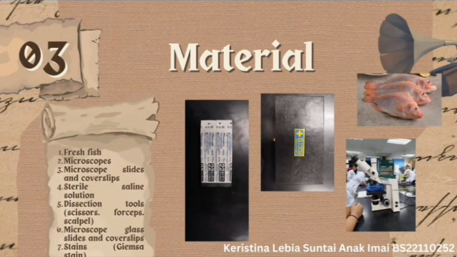The materials we use for this lab are: 1, fresh fish; 2, microscope; 3, microscope slide and cover slip; 4, saline solution; 5, dissection tools, which are scissors and forceps; 6, microscope glass slide and cover slip; and 7, stain, which is Giemsa stain.